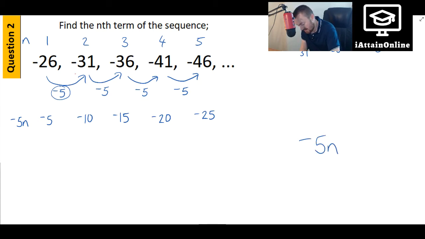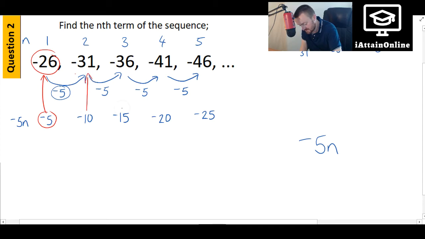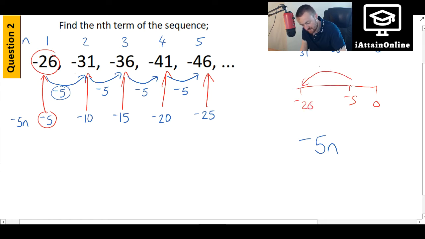Then, just the same as I did before, I ask how do I get from this number to this number, from negative 5 to negative 26, and the same all the way along here. To get from negative 5 to negative 26, you can use a number line again. Here's 0, here's negative 5, and negative 26 is down here somewhere. So I'm actually taking away 21. So it becomes negative 21, I should have written negative 21 there, negative 21, negative 21.